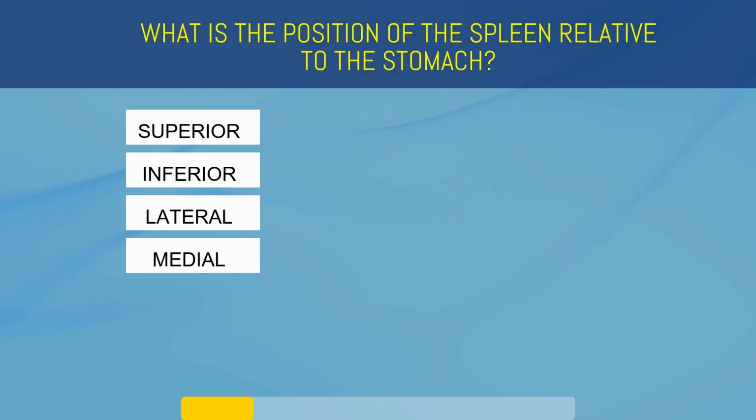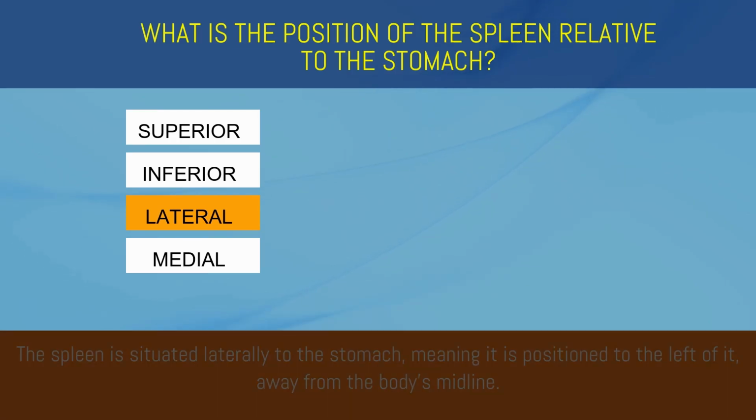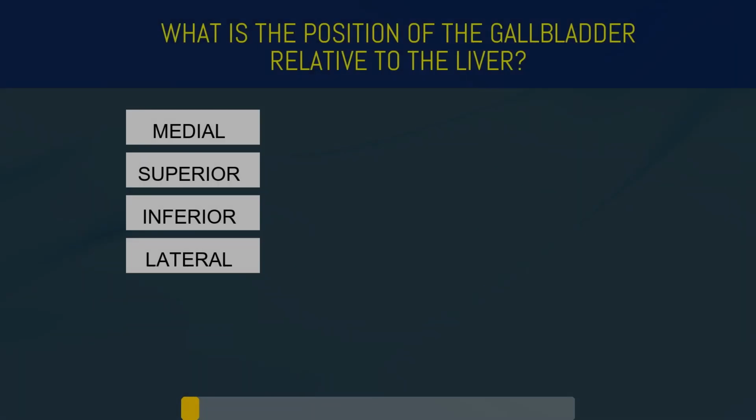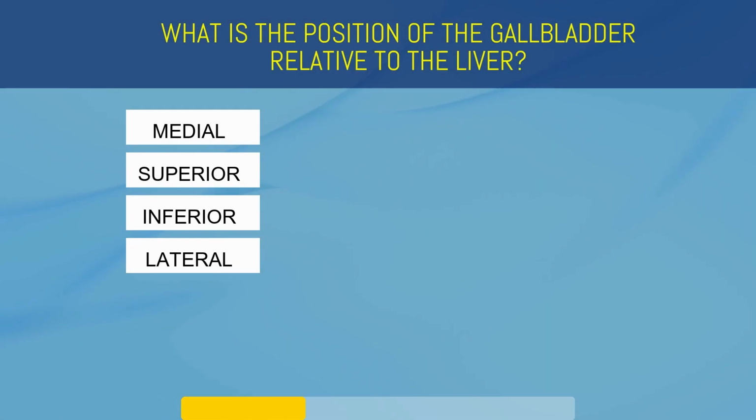What is the position of the spleen relative to the stomach? Superior, inferior, lateral, or medial? Lateral. The spleen is situated laterally to the stomach, meaning it is positioned to the left of it, away from the body's midline.